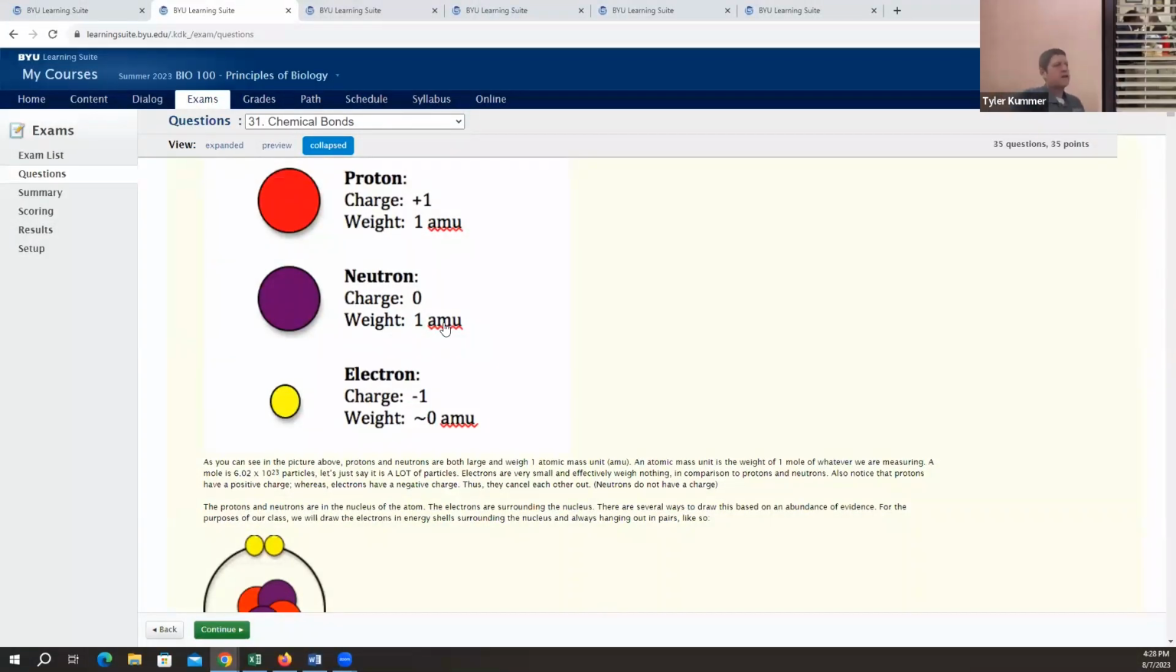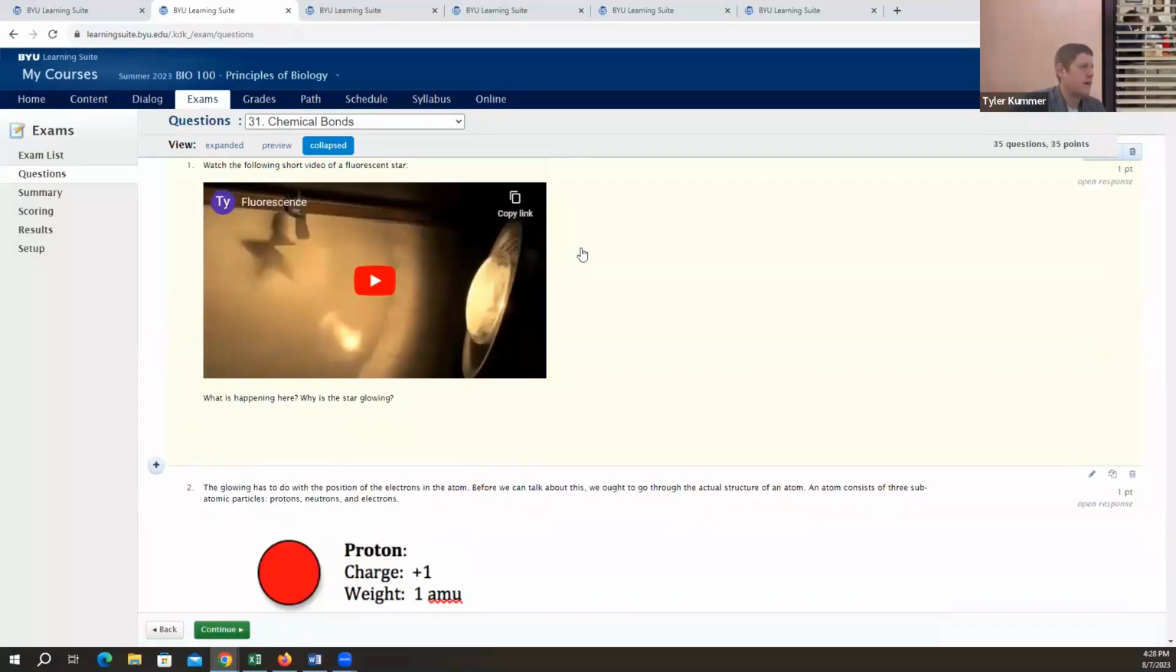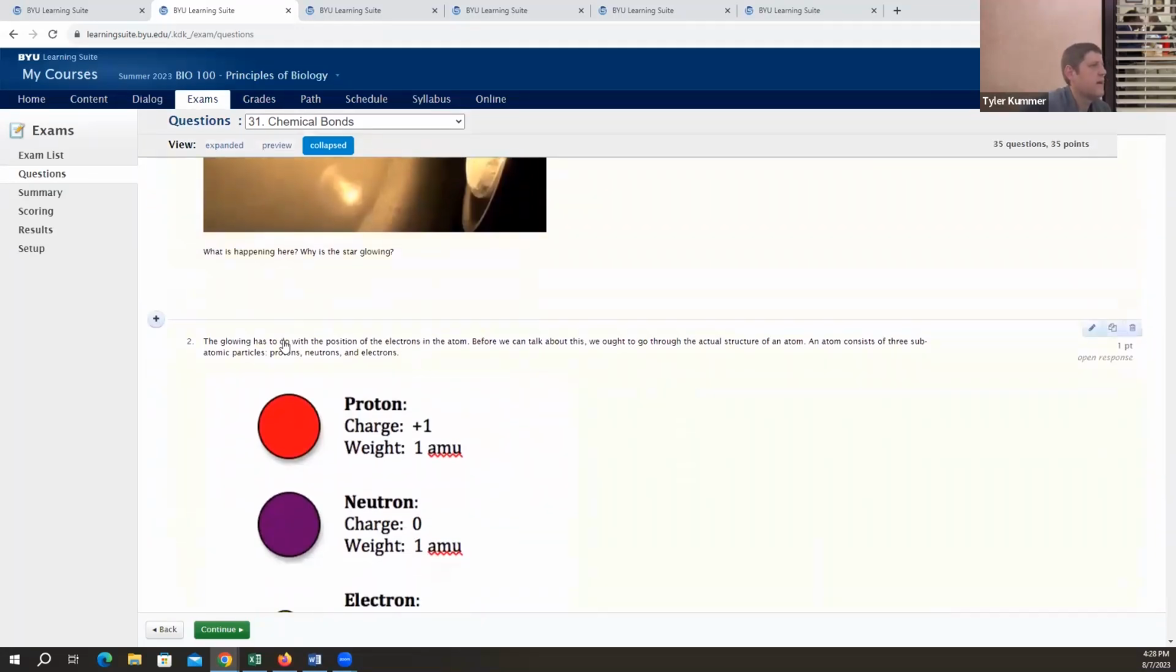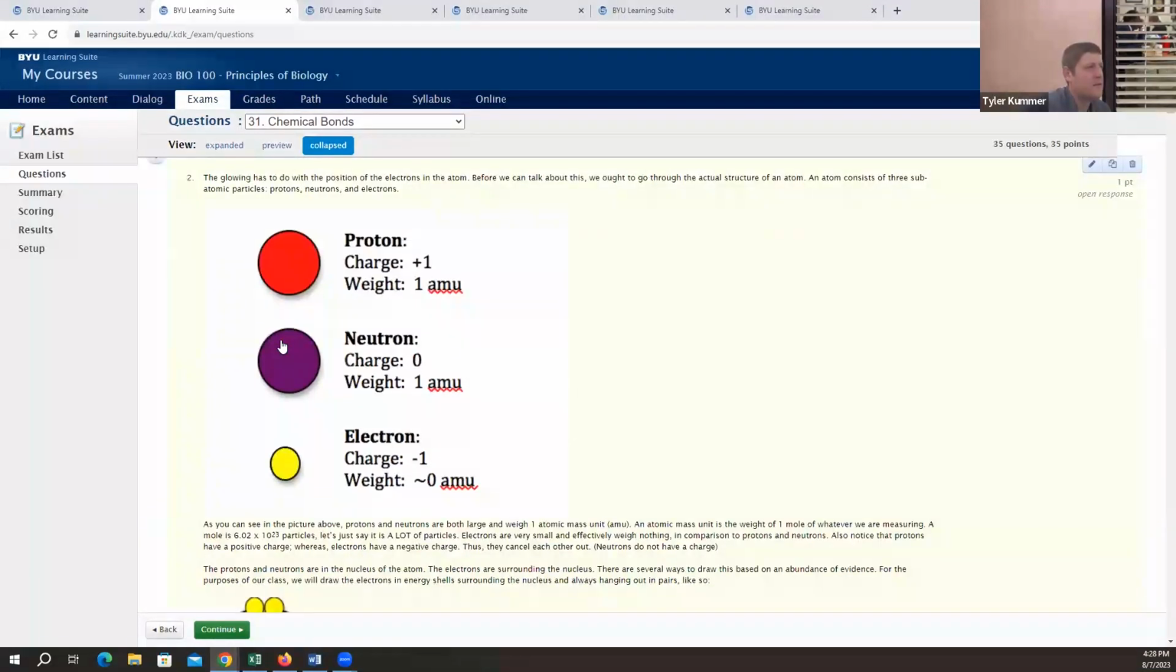So essentially, our phenomenon for this one to help introduce this idea to us is fluorescence. Why does a fluorescing star glow after we turn off the lights? And to understand that, we need to get down to what is happening with the atomic structure. Now there's three particles as part of an atom: protons, neutrons, and electrons.